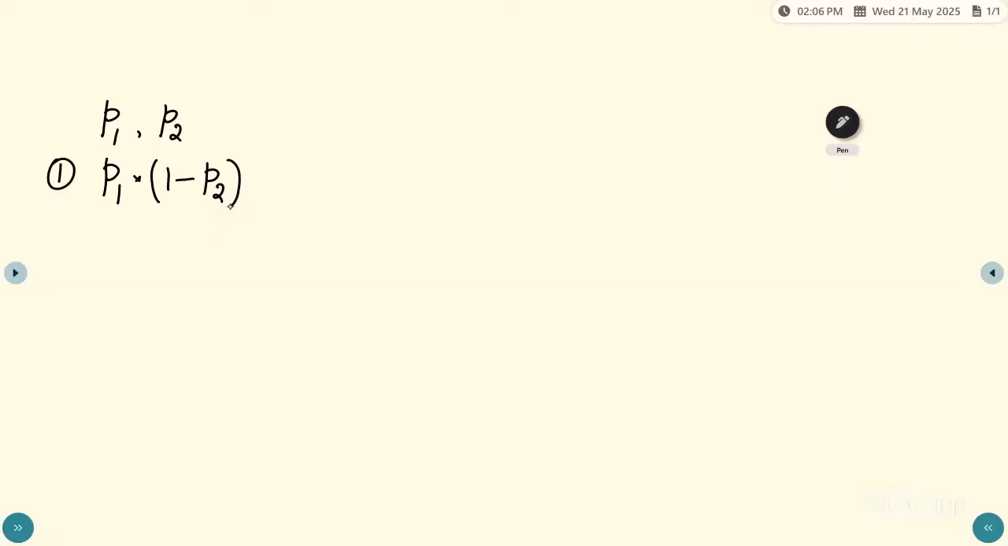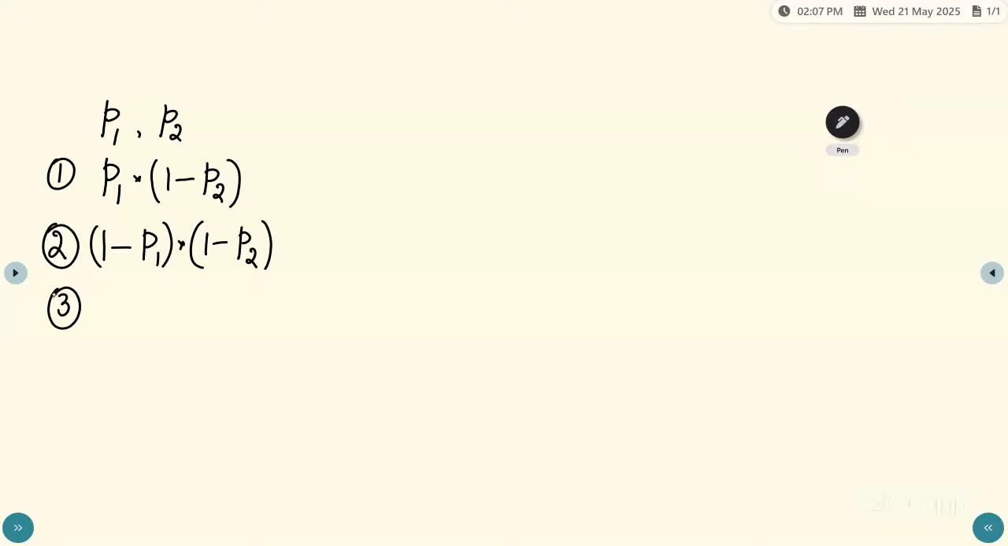Next, the probability of not happening both. What is it? Not happening both is 1 minus P1 into 1 minus P2.